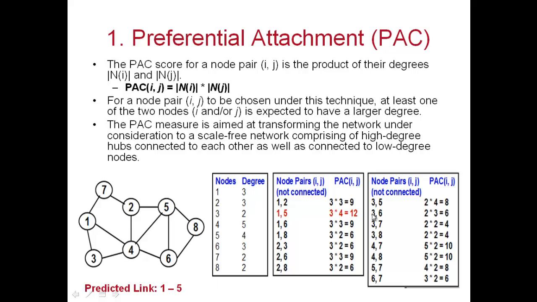So you compute the PAC scores of all the node pairs and pick the node pair that has the largest PAC score, which is in this case 1,5, and there's no tie. Okay, so that is the predicted link.